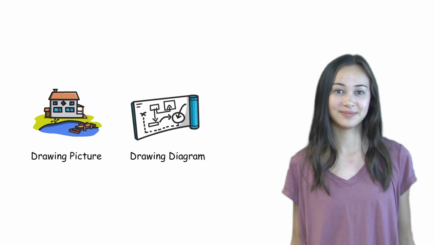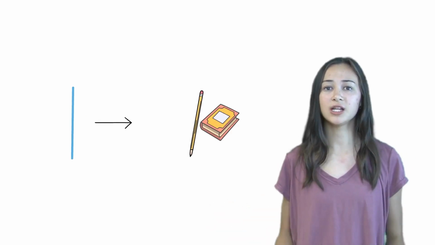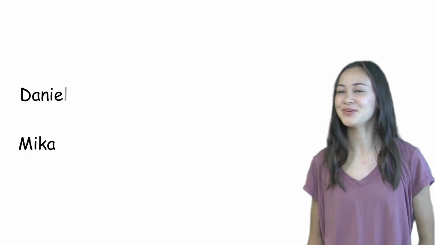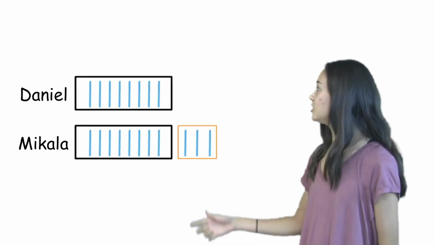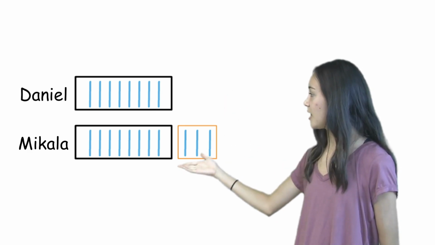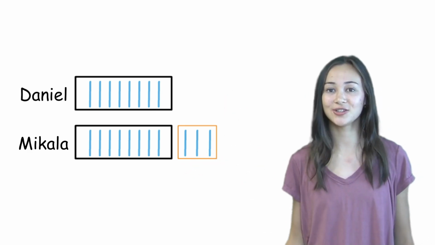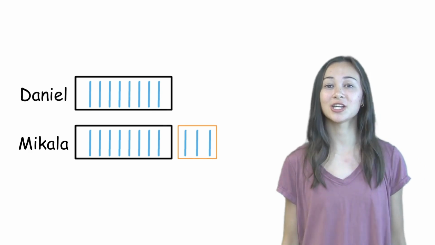Hi, it's Jaja, and today we're going to continue to learn my favorite problem-solving strategy, drawing a picture or a diagram. In last lesson, we learned how to draw a picture to help us solve a math problem. We used simple objects like sticks to help us represent real-life objects. For example, we use this picture to help us represent that Daniel has 8 pencils and Michaela has 3 more pencils than Daniel. Today, we're going to look at another problem.